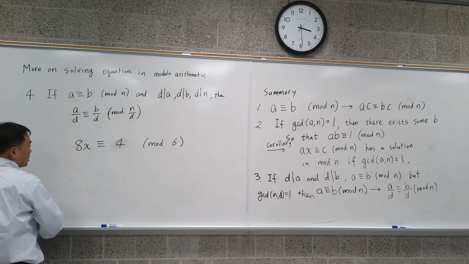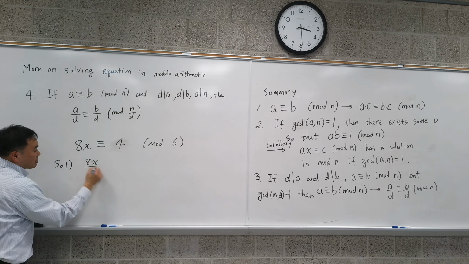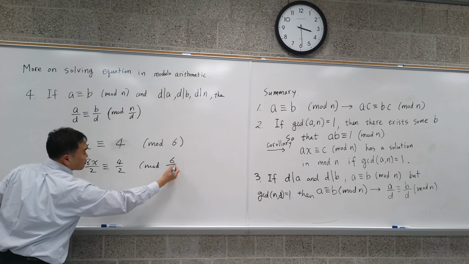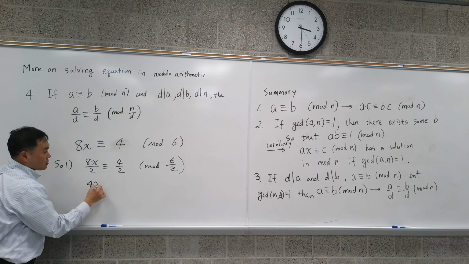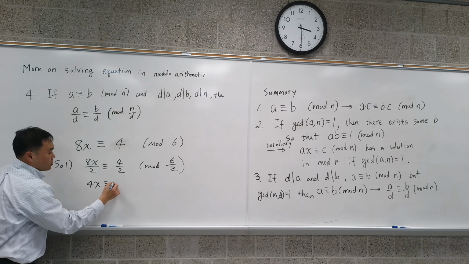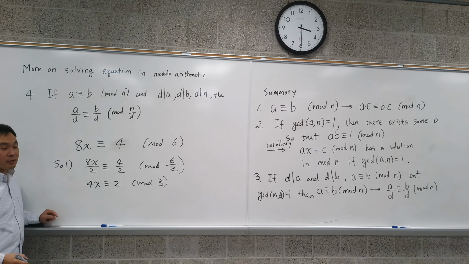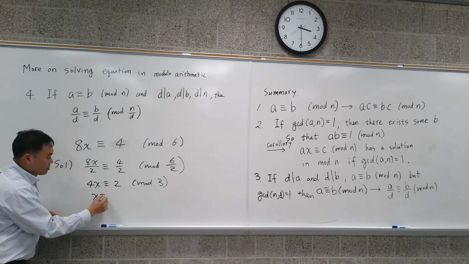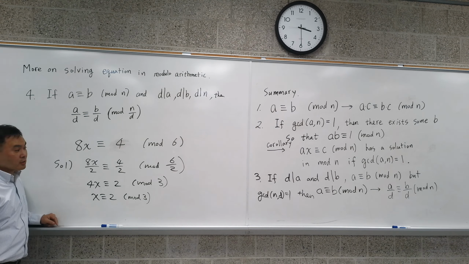You first have to divide both sides by 2. So solution, divide both sides by 2. And because 6 is divisible by 2, you have to divide that as well. Okay? And that gives you 4x congruent to 2 mod 3. Right? But 4 is 1 mod 3, right? So in our case, x is congruent to 2. And that's the answer. Okay?